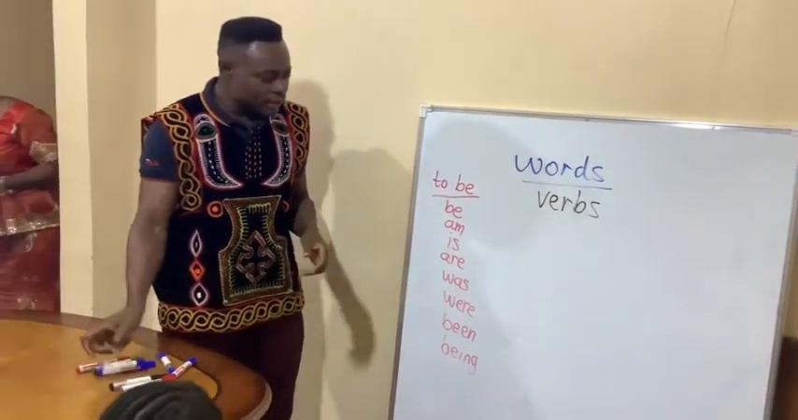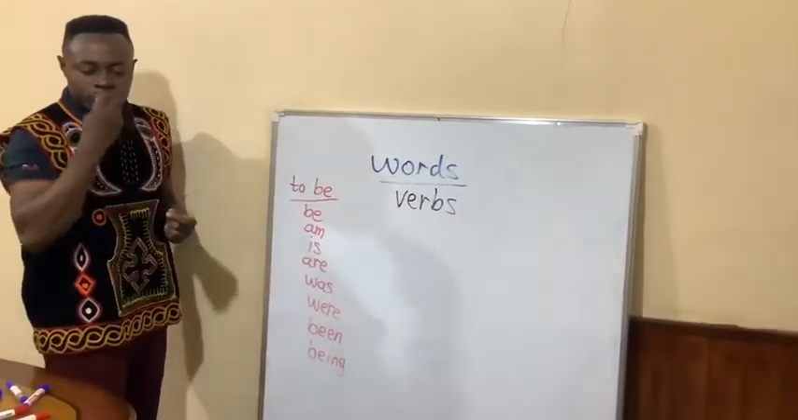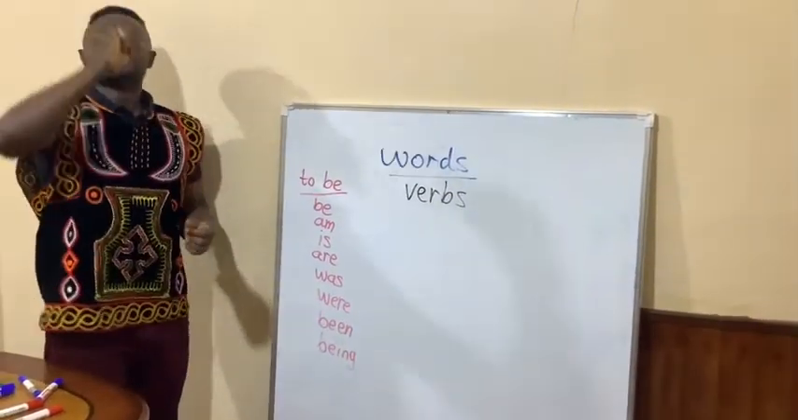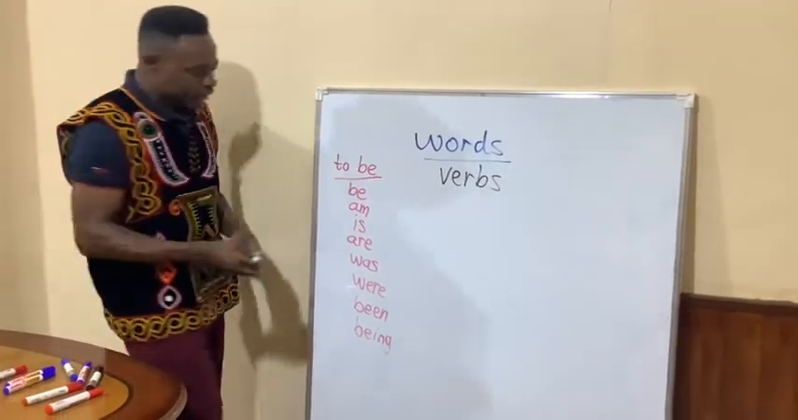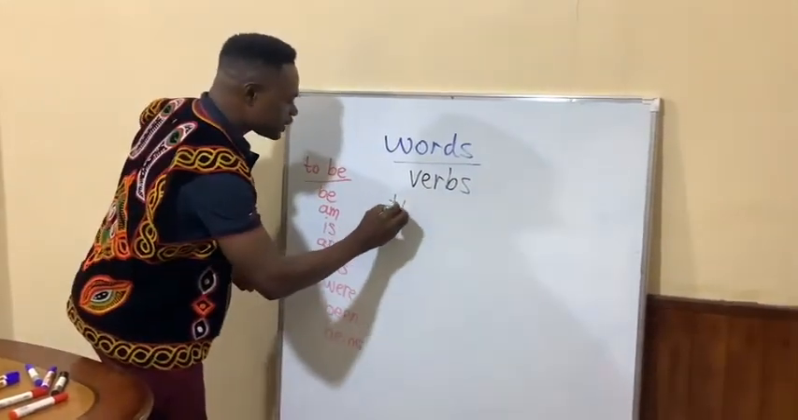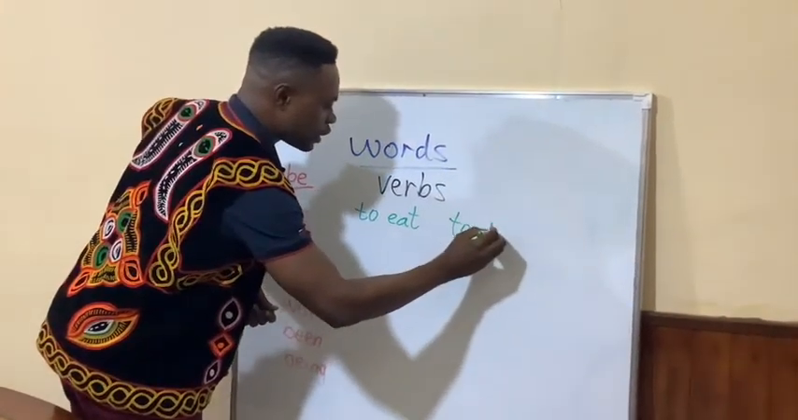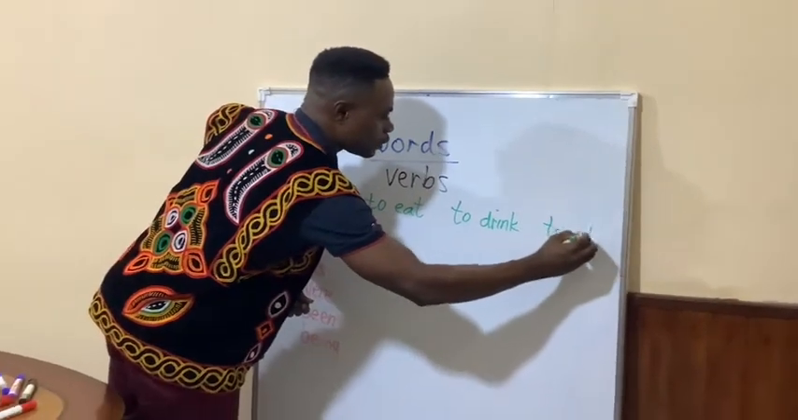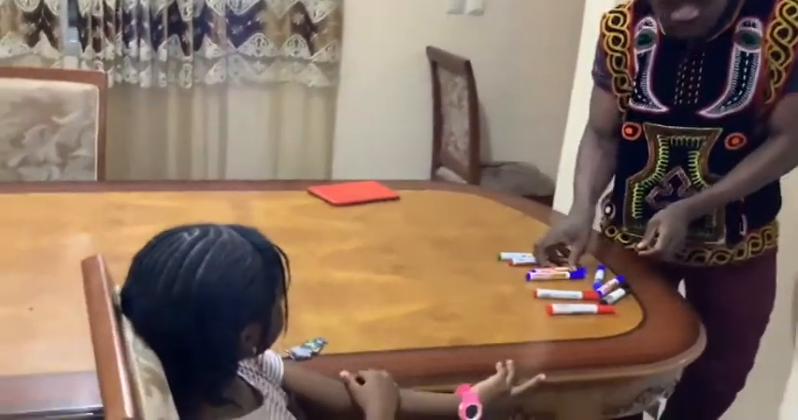Now, let's take to eat, right? Now, another one, to drink. And football, what do we do with football? We play it, right? Yes. To play. So let's take to eat. Let's take to drink. And let's take lastly to play. Good. So now let's see the 5 forms of these verbs.